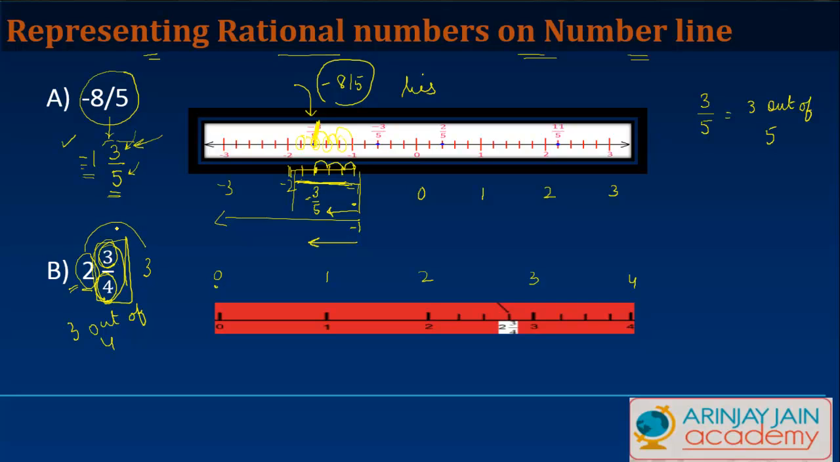Between 2 and 3, it means 3 out of 4. So I divide this area between 2 and 3 into 4 equal parts, 1, 2, 3, and the fourth one is this. And where does this lie? This lies at 3 out of 4. Now please note this is positive, right? When it was -3/5, I moved towards the left. When it's positive, I move towards the right. So 1, 2, 3, 3 out of 4. So this point represented here should represent 2 3/4.